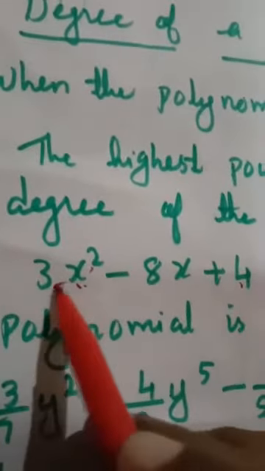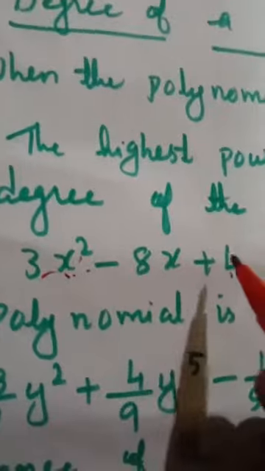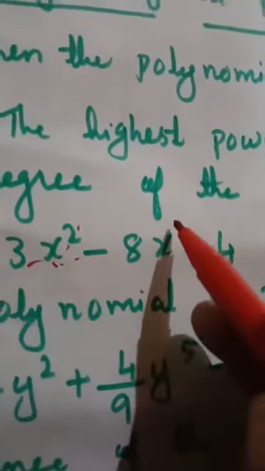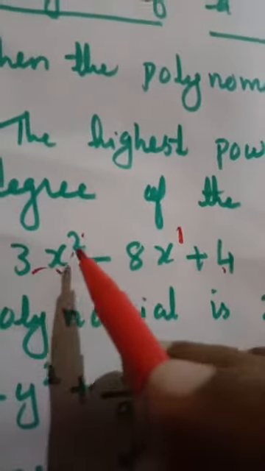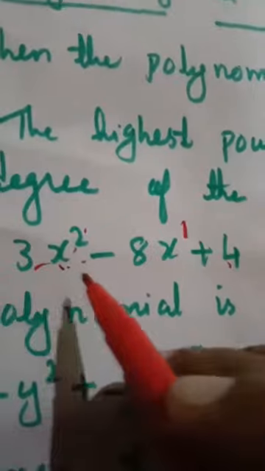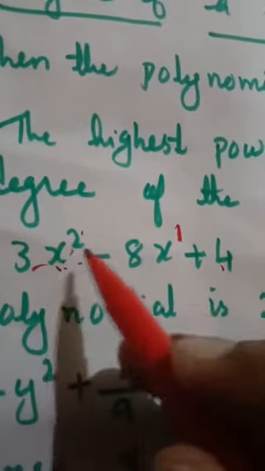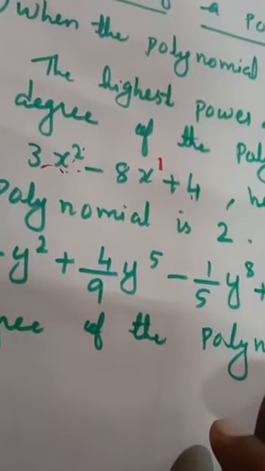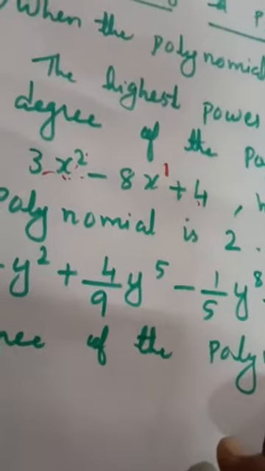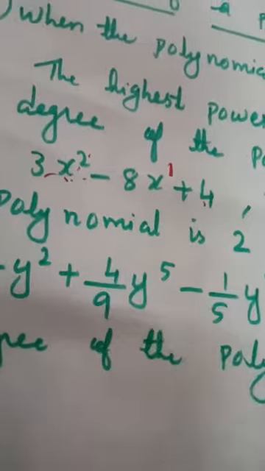Highest power. Here 3x square minus 8x plus 4. Power of x is 2. Here what is the power of x? Here 1. Here 2, here 1. So, which is the highest power of x? 2. So, 2 is the degree. Degree of the polynomial is 2. You just listen, I will give you the time to write.